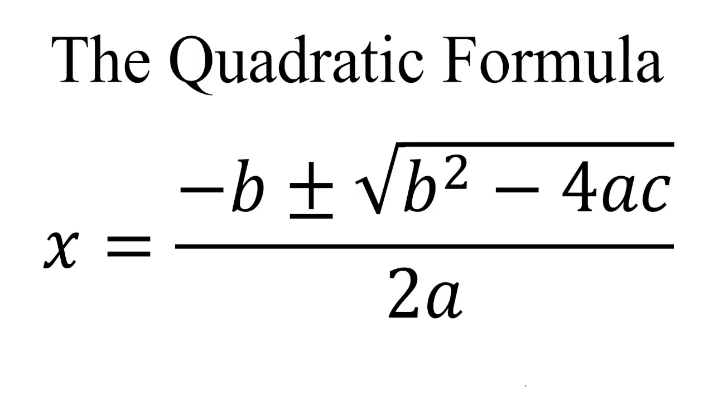Now, the part that says b squared minus 4ac, the part underneath the square root, that's called the discriminant. Probably in another lesson, I'll show you the significance of the discriminant. But today, I'm going to show you how to use this formula.